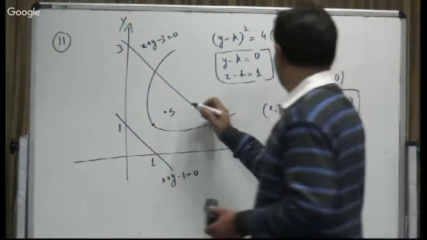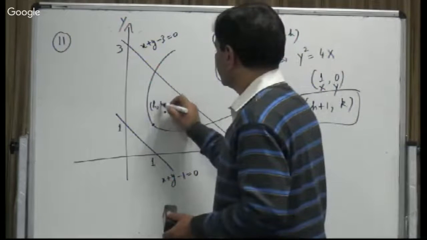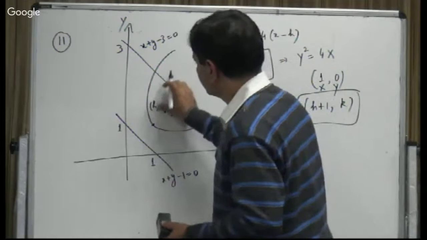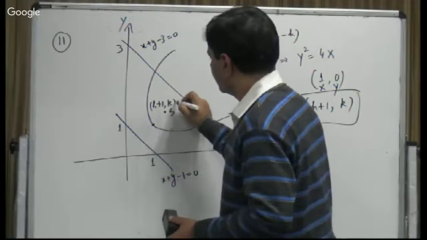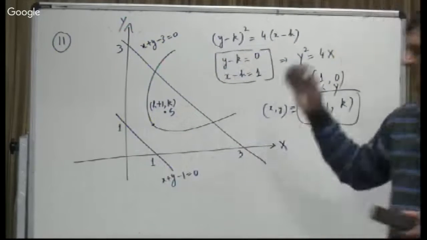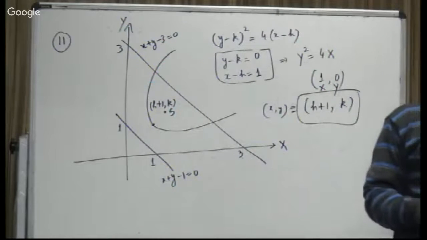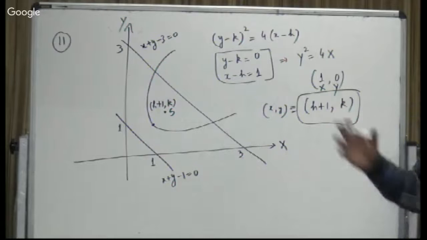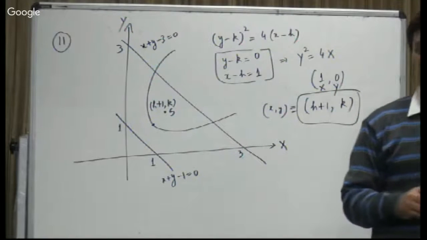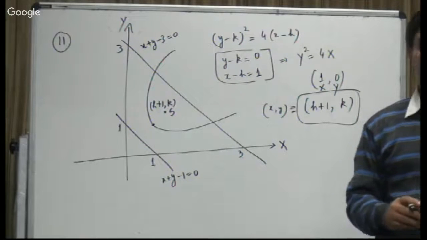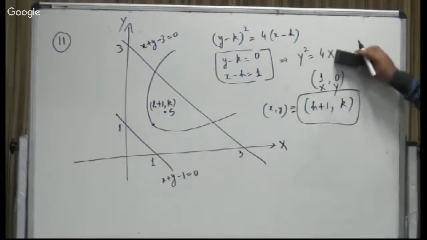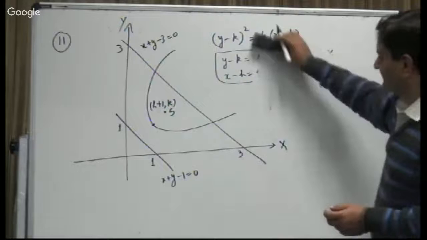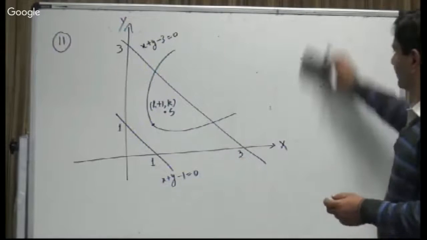Now this is a focus. Now h plus 1 and k, h plus 1 k lies between these two lines. Now what you will apply to find the condition? Because there can be so many different cases. Now another concept is used here.